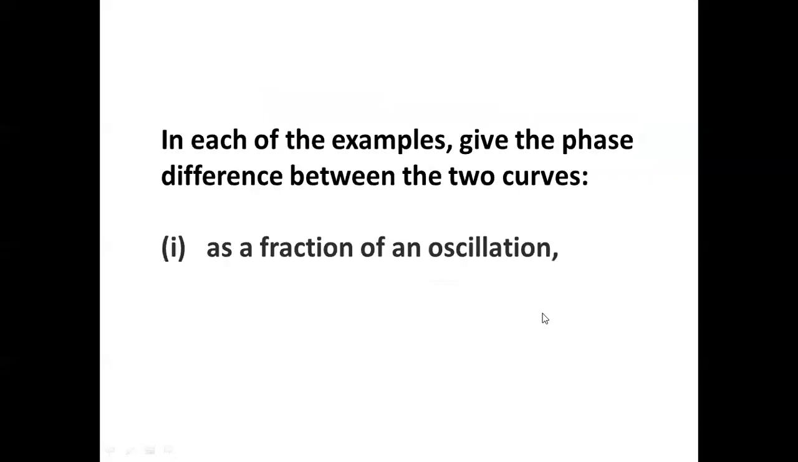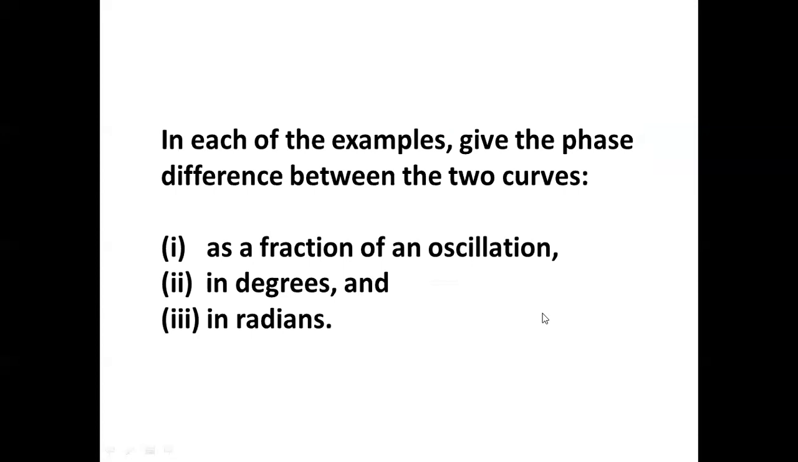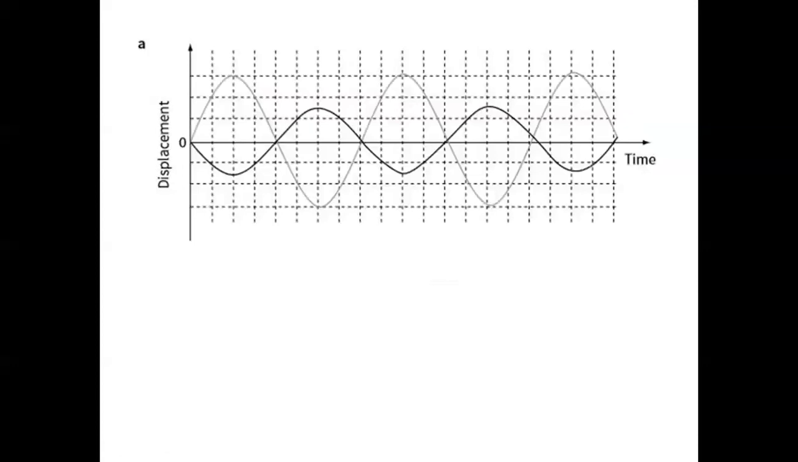Same instruction: we just have to find the phase difference in terms of the following: fraction of an oscillation, degrees, and radians. So in this item, we now have two waves again. Same frequency, but now different amplitude. Again, as long as the waves have the same frequencies, even if their amplitudes are different, we can still find a phase difference.